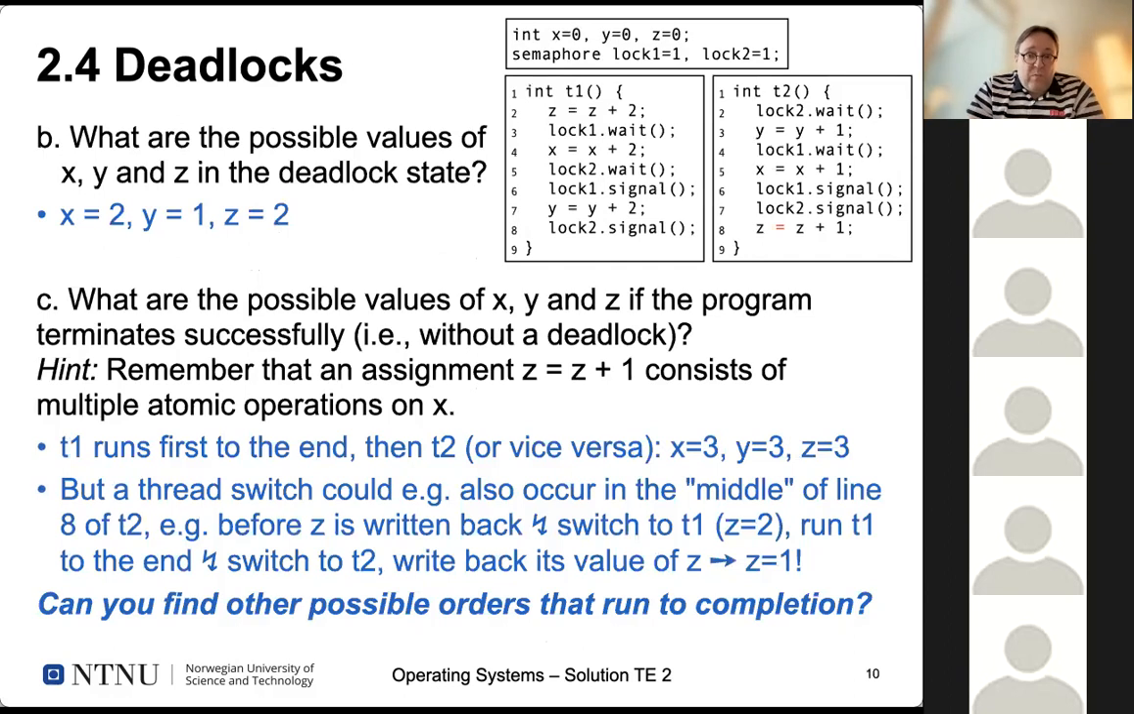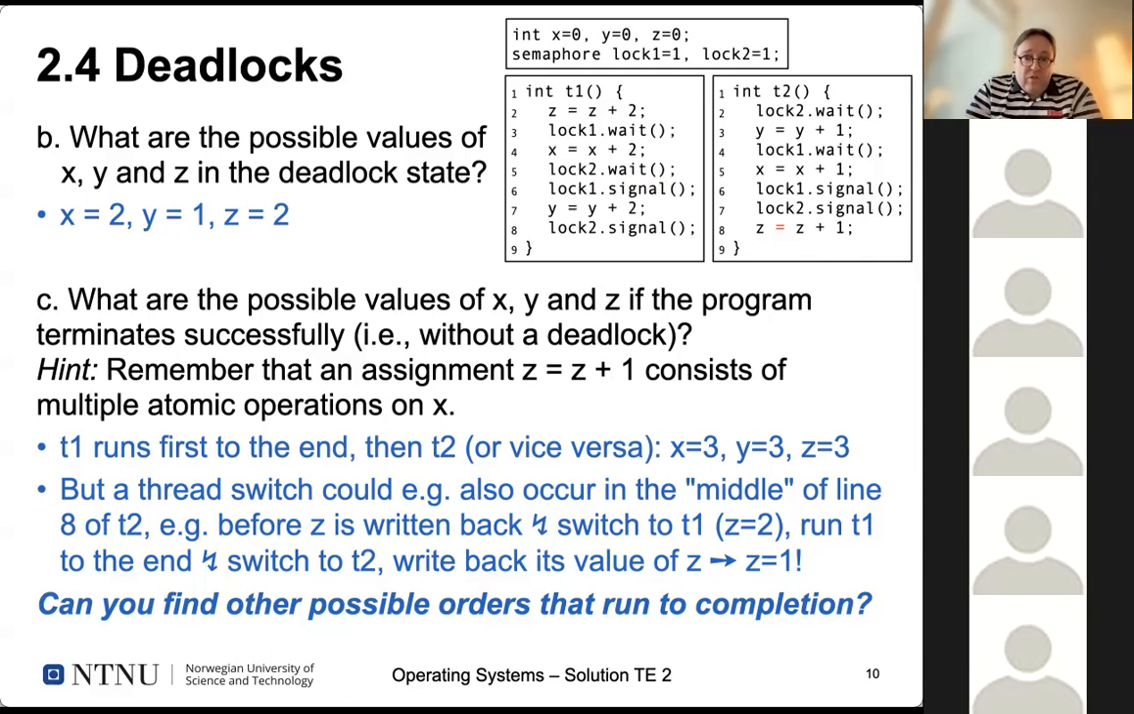So what are the possible values of X, Y, and Z in the deadlock state? No matter if you use the first or the second example here for a deadlock, for both cases you can just follow this up. X and Z are set to 2 and Y is set to 1, because these are the instructions that could be executed before the lock in line 4 on the right-hand side and line 5 in T1 on the left-hand side would actually lock up our system.